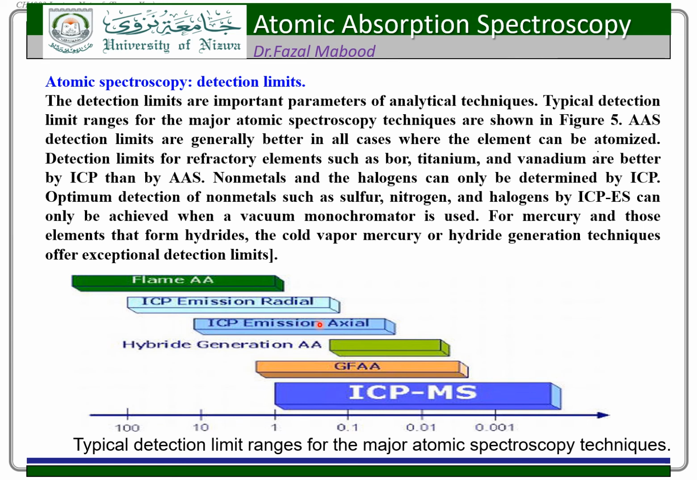ICP emission, again the detection limit is from 0.01 to 10, and ICP emission radial is from 0.1 to 100, and flame has the detection limit which is not as good compared to the others. It means flame atomic absorption spectroscopy is not that sensitive as compared to hydride generation atomic absorption or ICP-OES.